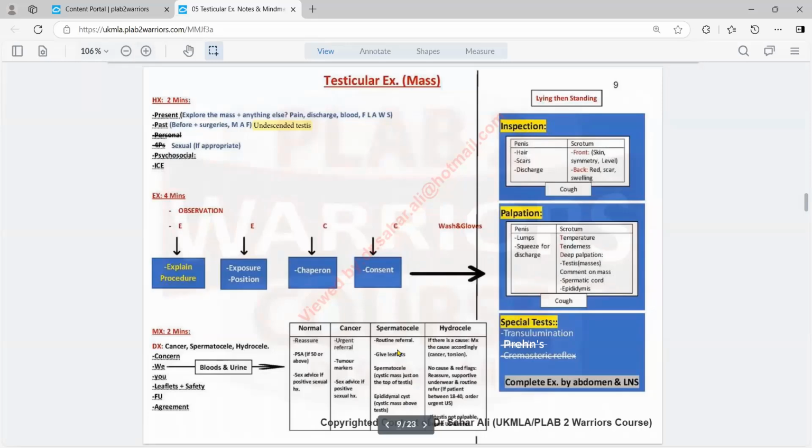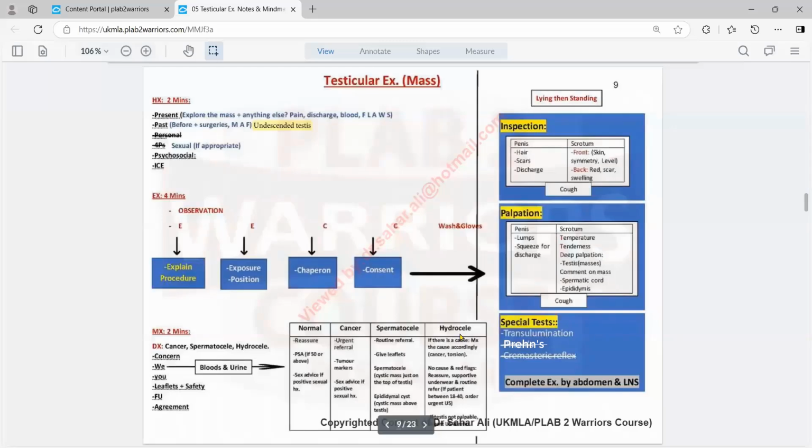Okay, and you tell the management: routine referral and give leaflets. That's it. Why are you going to refer the patient? Just to do an ultrasound to find the nature of the cystic mass. Okay, this is in terms of spermatocele.